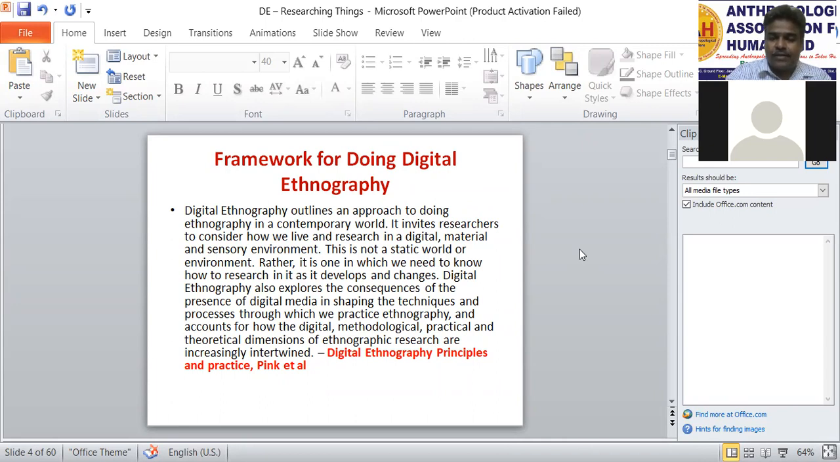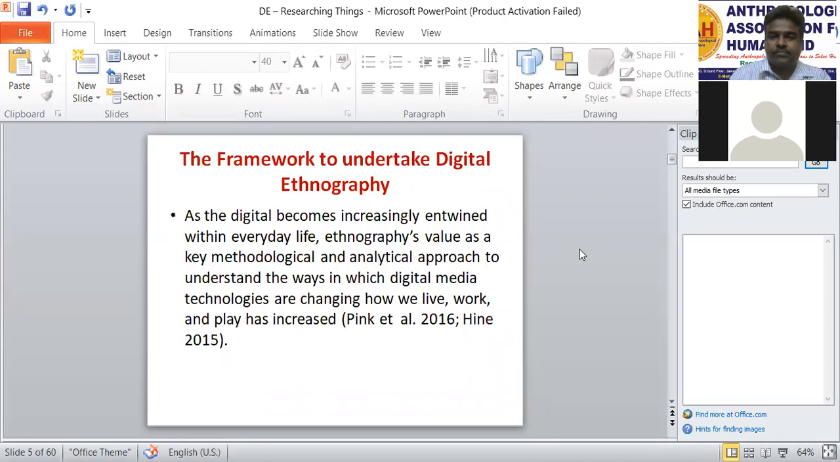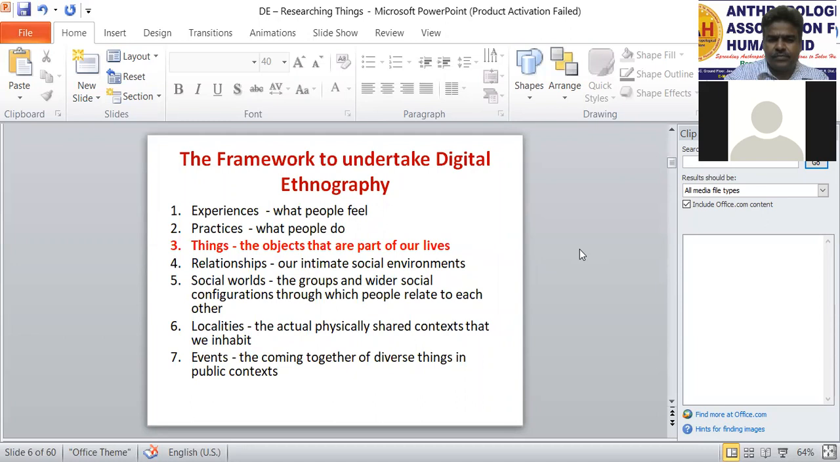The whole content I will be reading from the book prescribed for our course. As the digital becomes increasingly intertwined with everyday life, ethnography's value as a key methodological and analytical approach to understand the ways in which digital media technologies are changing how we live, work, and play has increased.